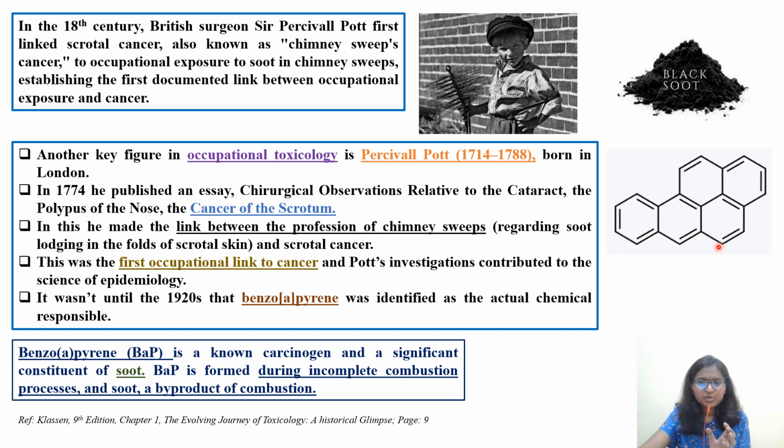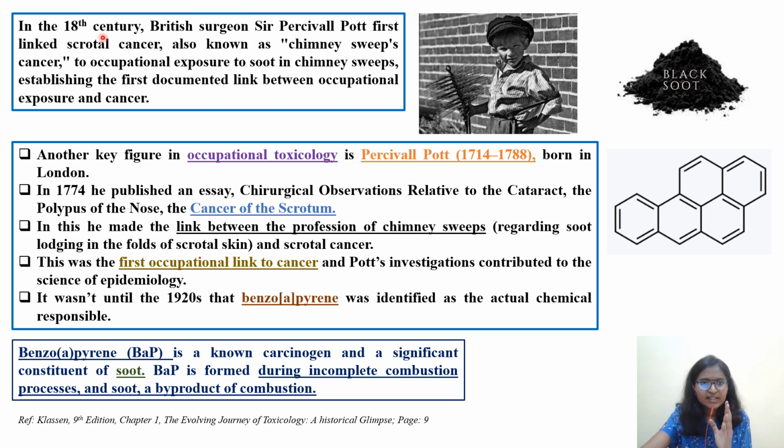Then coming to an important thing, a historical incident that we have to remember with respect to dermal absorption, which we have seen in the first slide about the scrotum, where the stratum corneum is thin. Based on that, one historical incident is there that you should also try to remember. You can see it in Casarett and Doull's ninth edition, chapter 1, the evolving journey of toxicology, historical glimpse, page number 9. You can go and check what exactly happened in this incident.